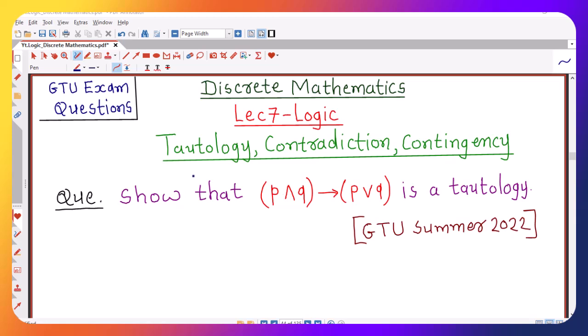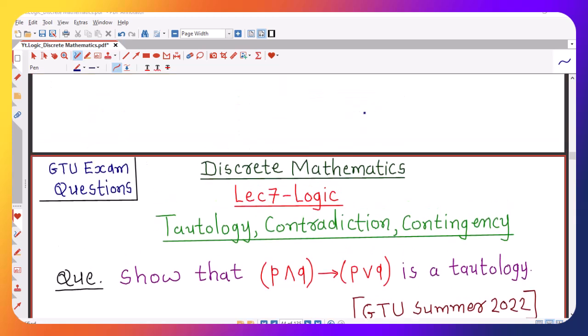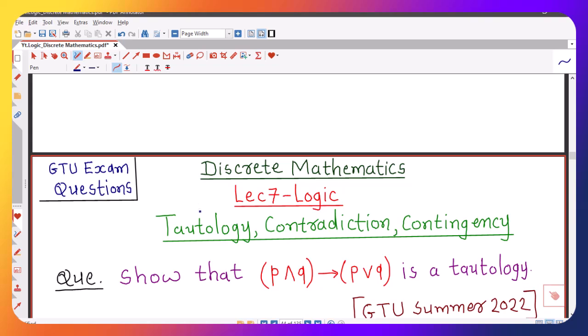In the previous lecture, we discussed the definitions of tautology, contradiction and contingency, and we know that a compound proposition is a tautology if it is always true. Similarly, a compound proposition which is always false is called a contradiction, and contingency is that type of compound proposition which is neither a tautology nor a contradiction.